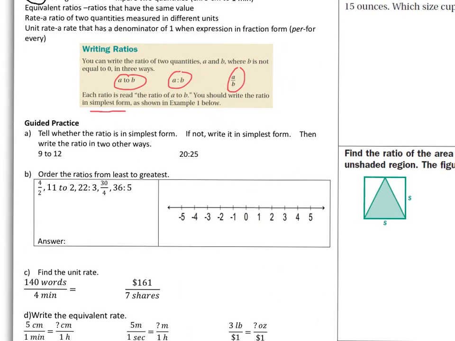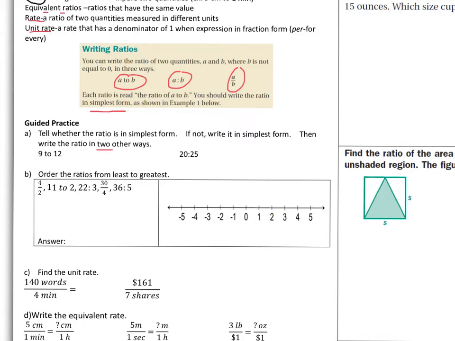Guided practice. As I go through the guided practice, I will explain the other vocabulary words, equivalent ratio, rate, and unit rate in more detail. Okay. Part A. Tell whether the ratio is in simplest form. If not, then write it in simplest form. And then show the ratio in 2 other ways.